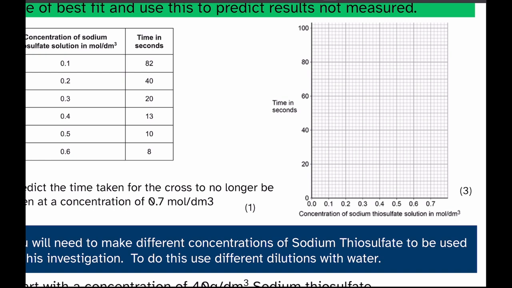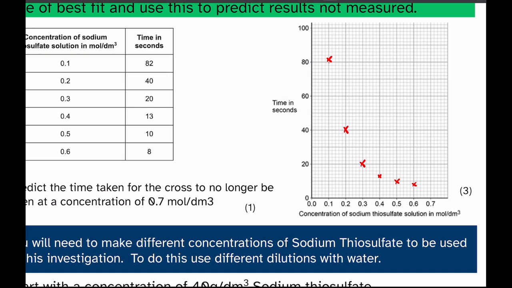All right, so once you plot the data on, I am going to have to plot it for this question. So 0.1 is 82, so that's 80, and we know that 1 square is 2, so that's there. 0.2 is 40, so that is here. 0.3 is 20, 0.4 is 13, so that's 10, and it's halfway into there. 0.5 is 10, 0.6 is 8.